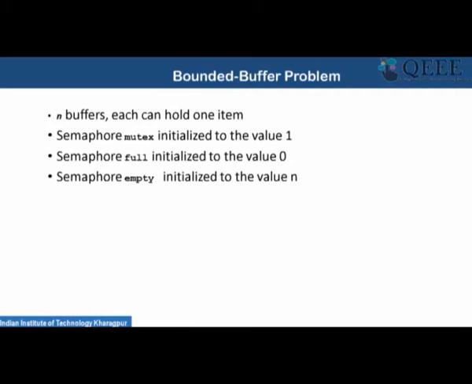where there is a producer, there is a consumer, and you have a limited buffer. We consider that the size of the buffer is n, and each place of the buffer can hold one item. We define 3 semaphores here. One is called mutex, which is a binary semaphore initialized to the value 1. Then there are the semaphores full and empty. These two are counting semaphores. Initially full is initialized to 0 and empty is initialized to the value n.